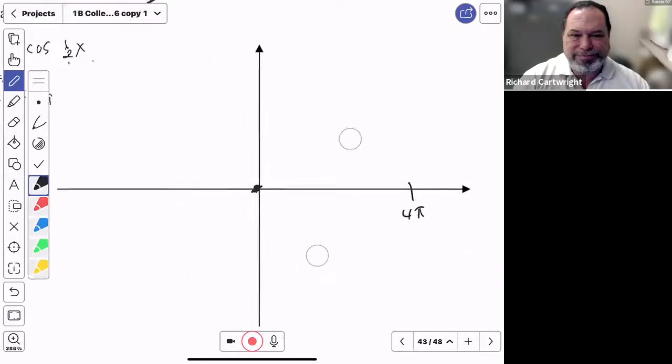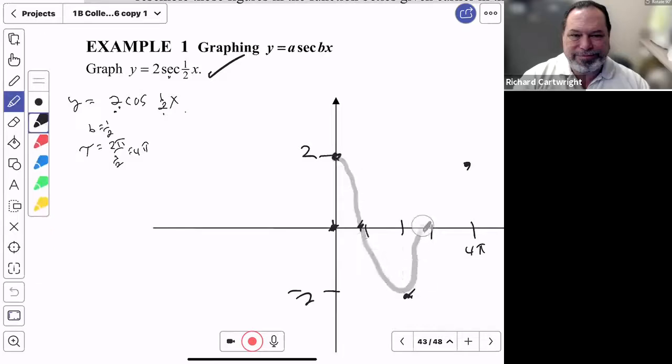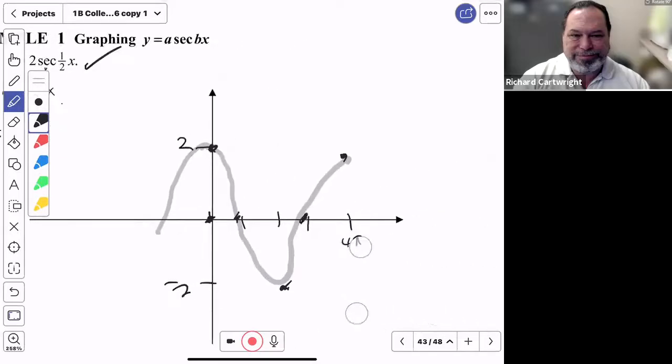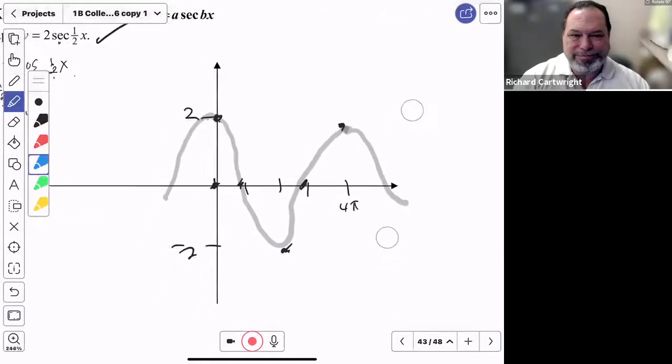It goes from 0 to 2. I'll label that. And I'm going to divide this into my 4 equal pieces. And I realize that my cosine starts here, goes down to the middle, goes back.